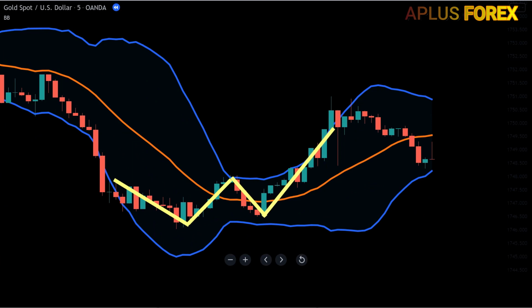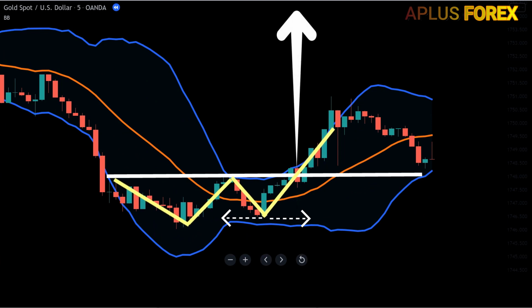Like on the chart below, we can take our trade after the break of the neckline, putting our stop loss below this swing low area and target a 1 to 2 risk-to-reward ratio.